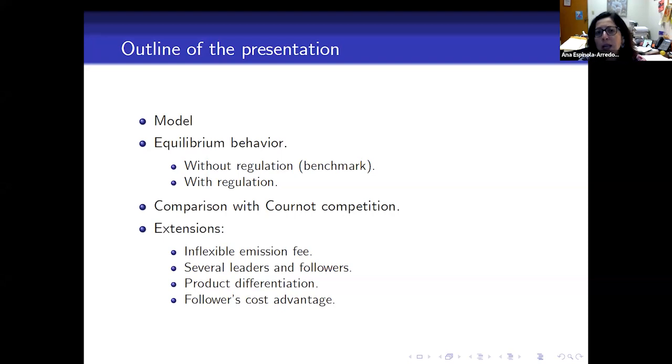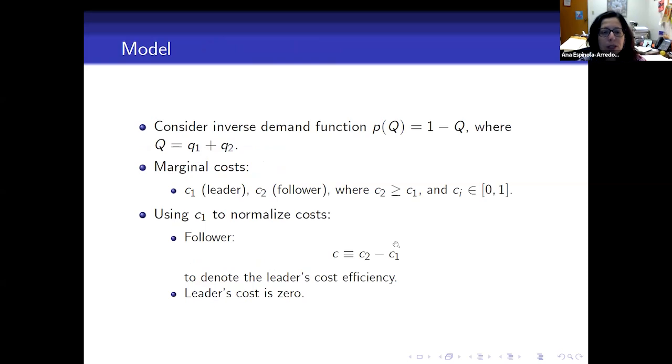I will consider one leader and one follower, but we will extend that to several leaders and followers. At the beginning, I will also assume that products are homogeneous, but next, we will ask what happens if products are differentiated. And finally, we will examine the followers' cost advantage. All right, so let me start with the model.